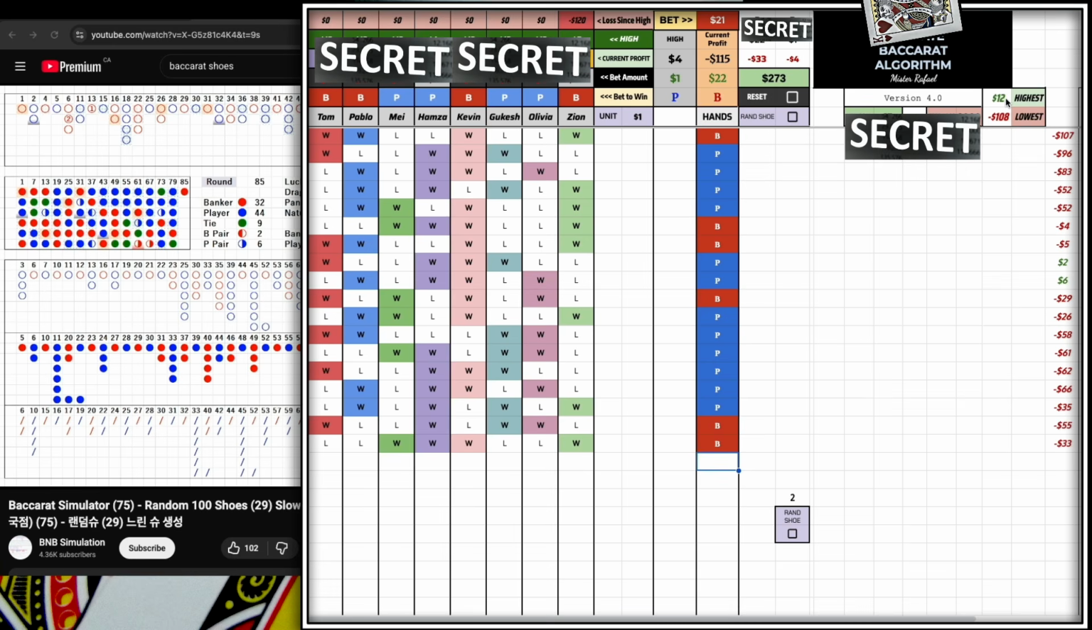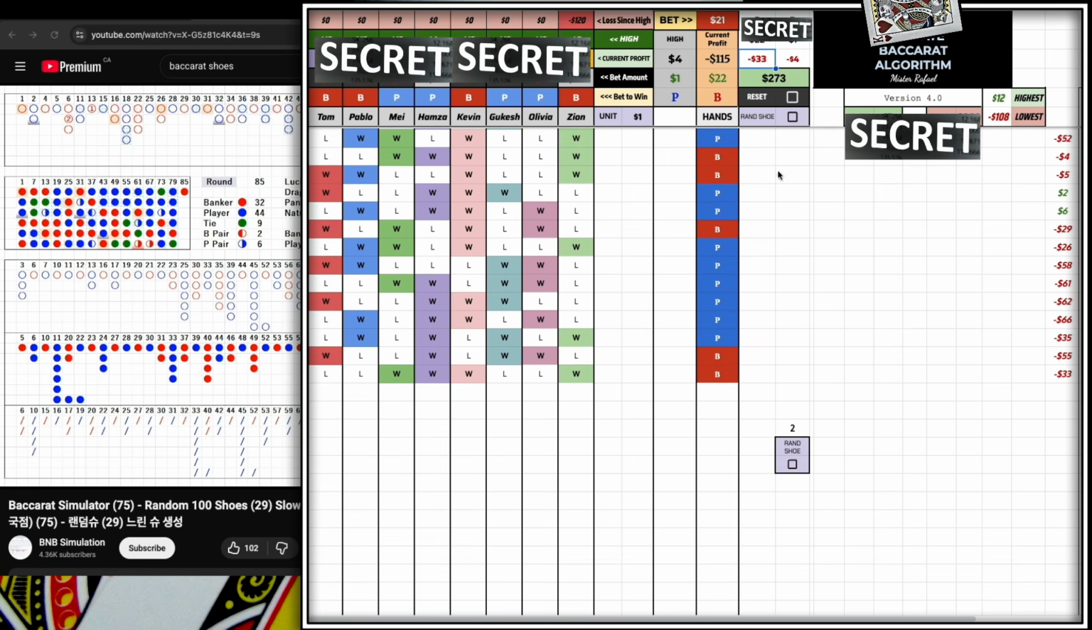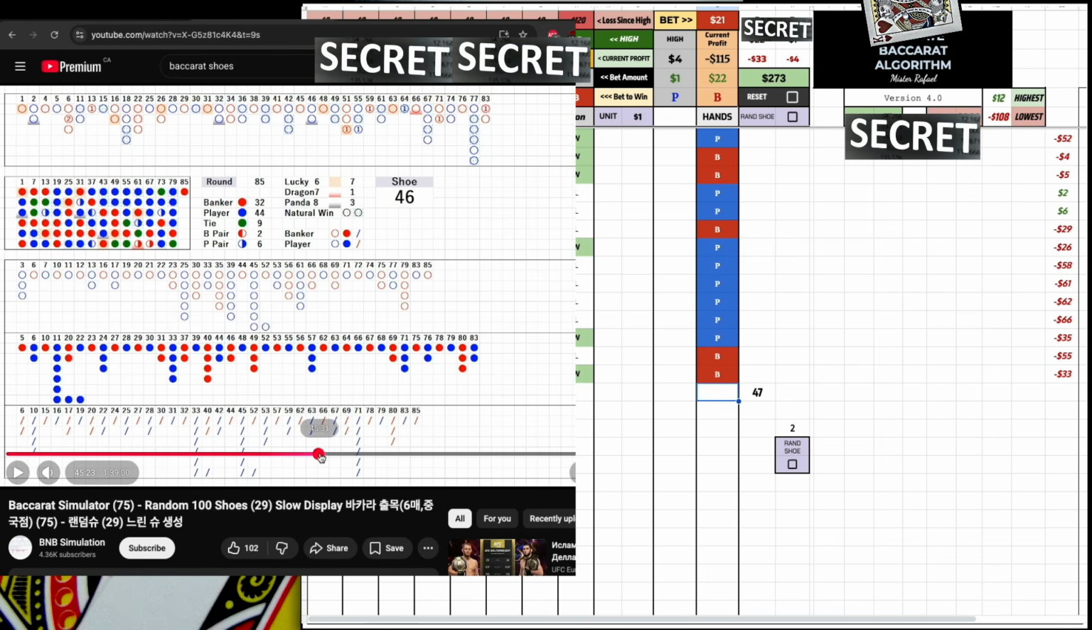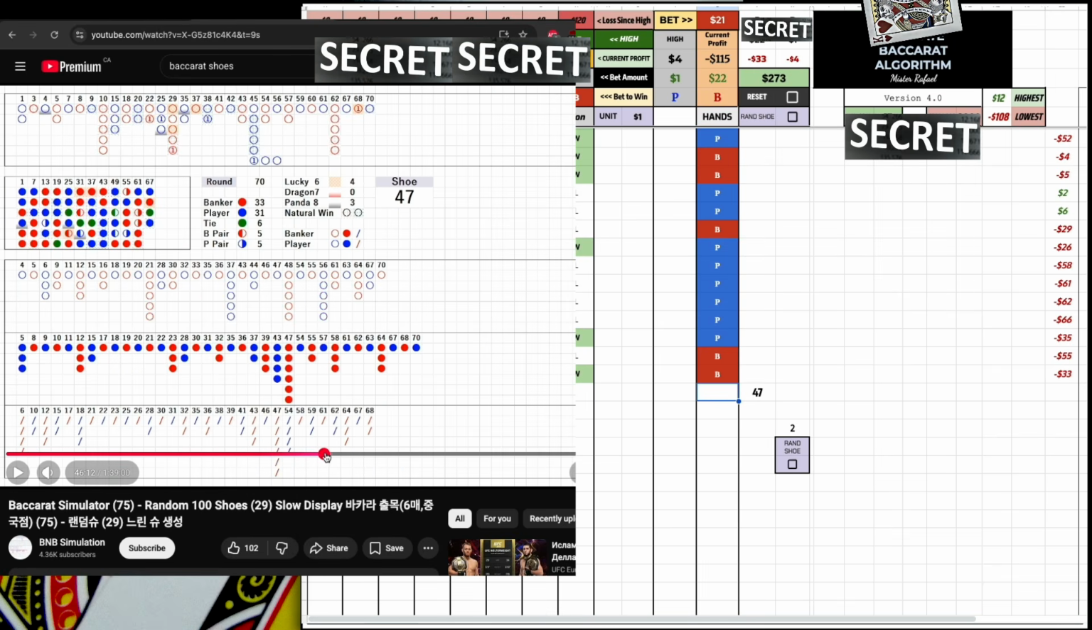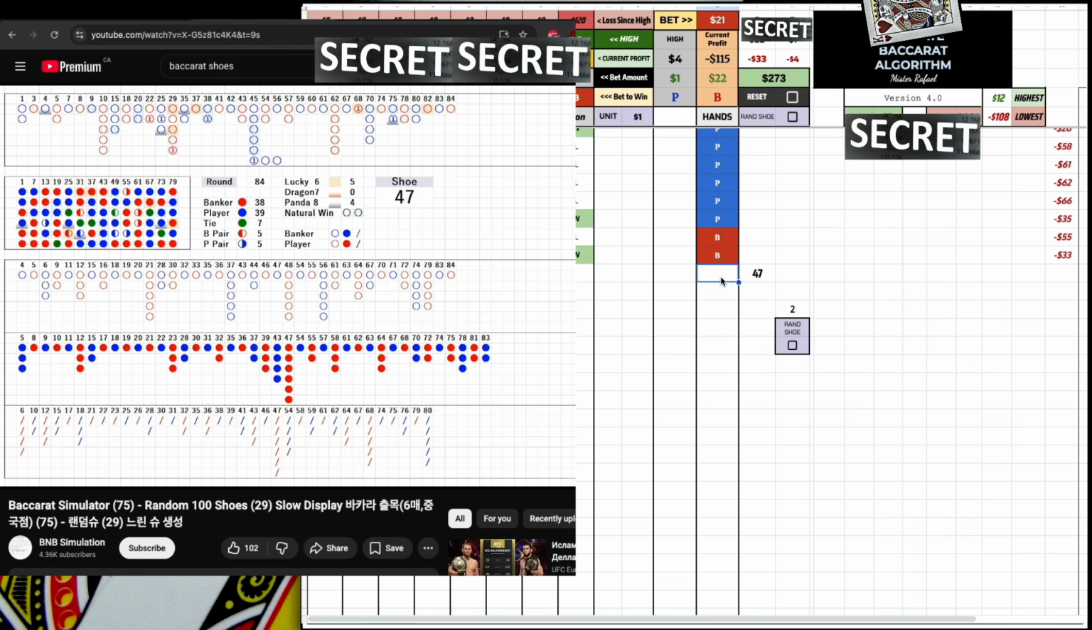Okay, highest profit, only $12. Biggest drawdown, minus 108. Currently sitting at negative $33. Next bet, $21 on banker. Shoe 47, we'll start from there. And here we go, shoe 47.